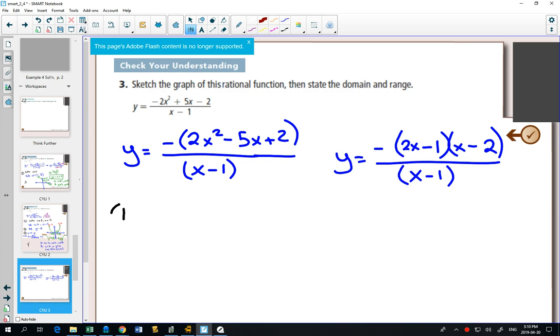Step 1, figure out our vertical asymptotes or holes. We have a non-permissible value. X can't equal 1. Does that factor cancel out? No. So we know that we have a vertical asymptote at x equals 1.